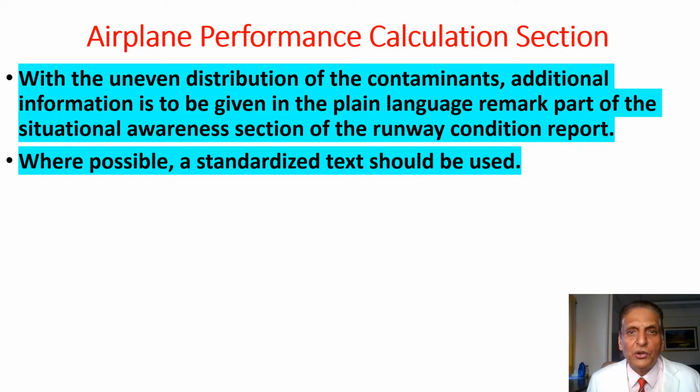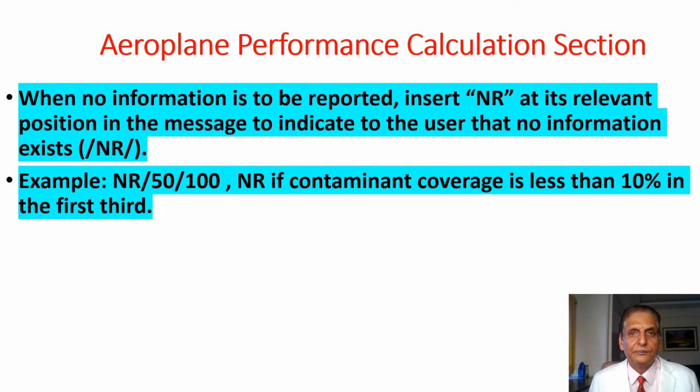With the uneven distribution of the contaminant, additional information is to be given in the plain language remark, part of the situation awareness section of the runway condition report. Where possible, a standardized text should be used. When no information is to be reported, you must insert an NR at its relevant position in the message to indicate to the user that no information exists. This is the example: NR/50/100. NR if contaminant coverage is less than 10% in the first third.